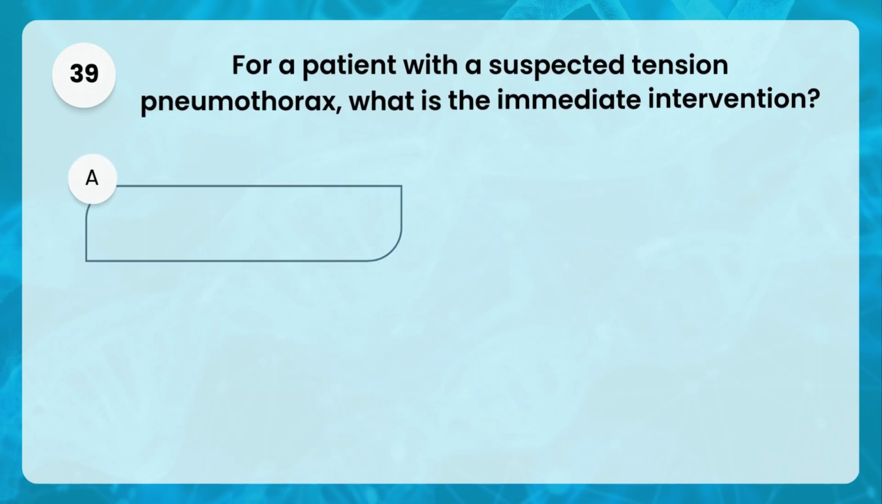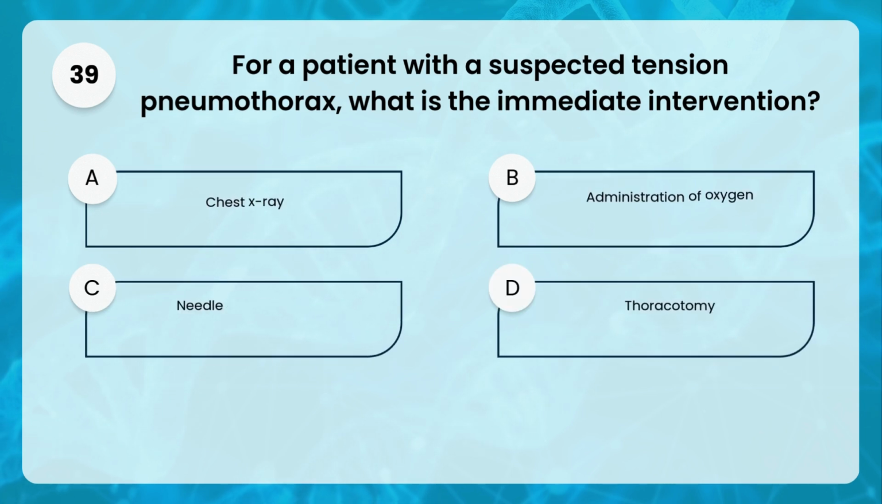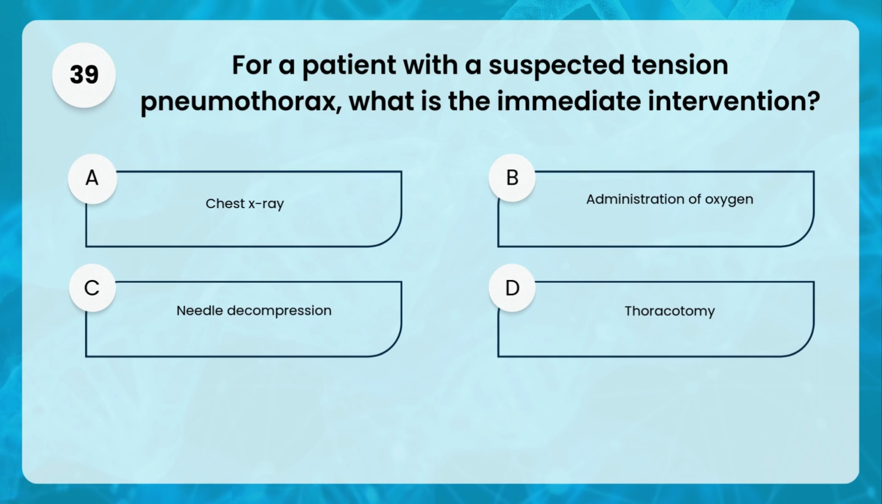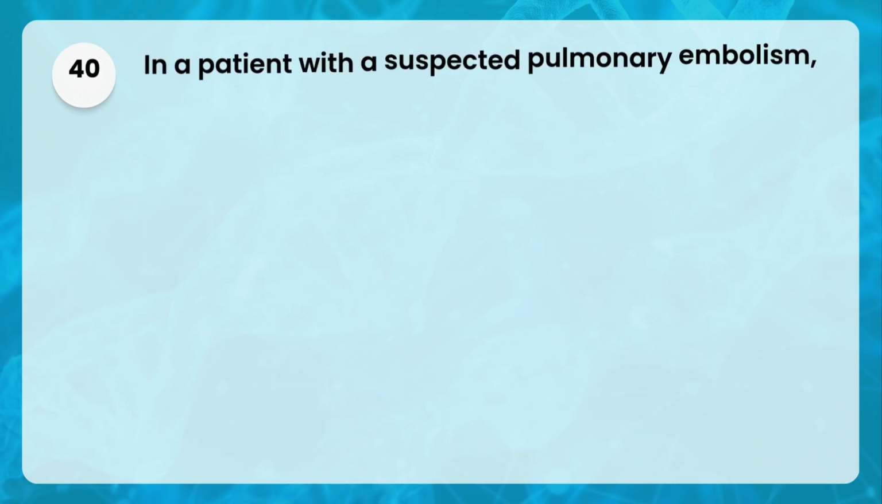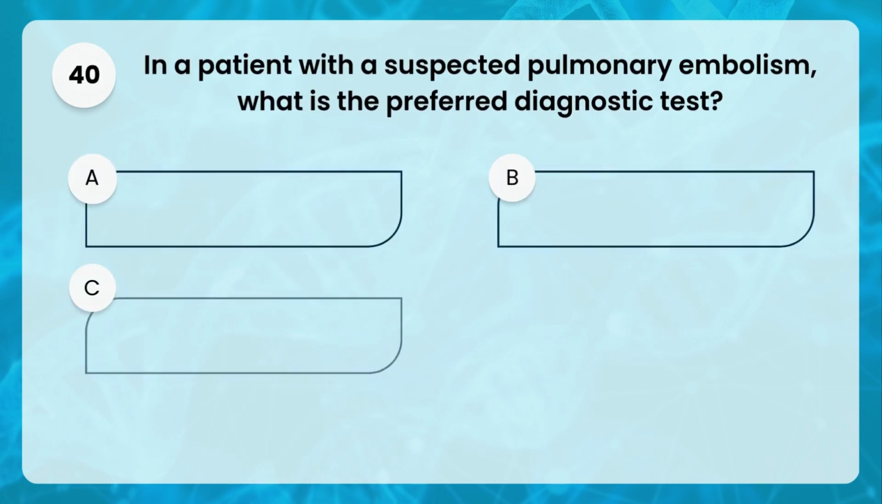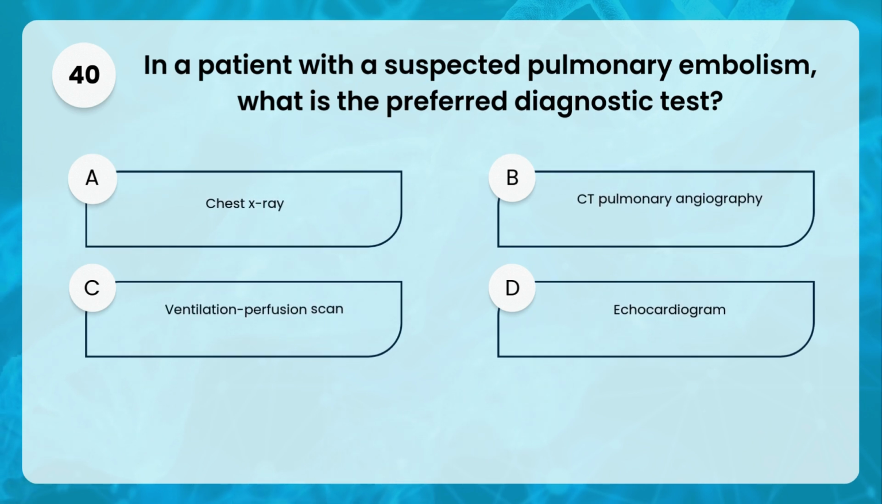For a patient with a suspected tension pneumothorax, what is the immediate intervention? A. Chest X-ray, B. Administration of oxygen, C. Needle decompression, or D. Thoracotomy? The answer is C. Needle decompression. Number 40. In a patient with a suspected pulmonary embolism, what is the preferred diagnostic test?